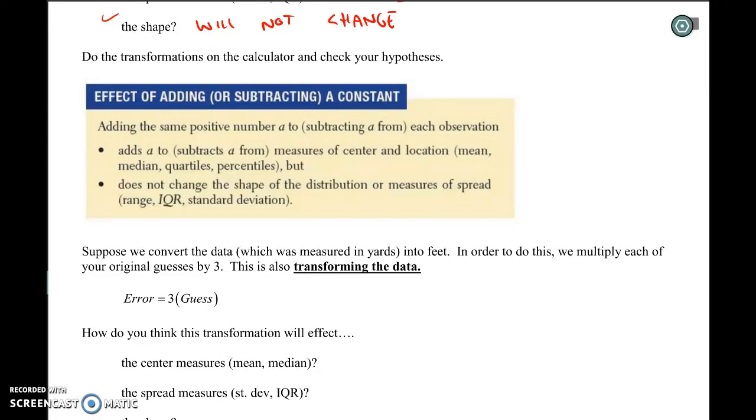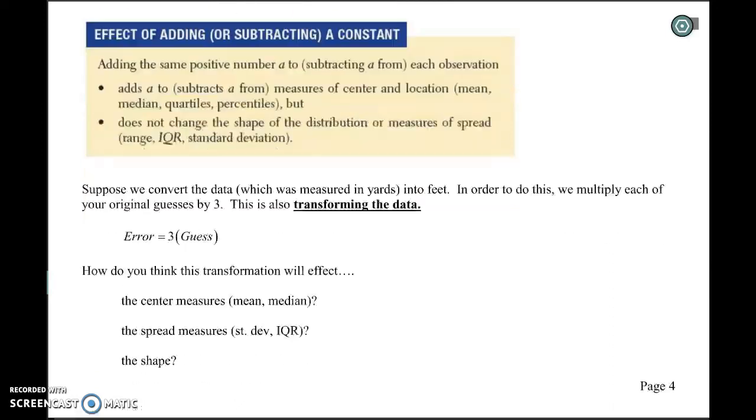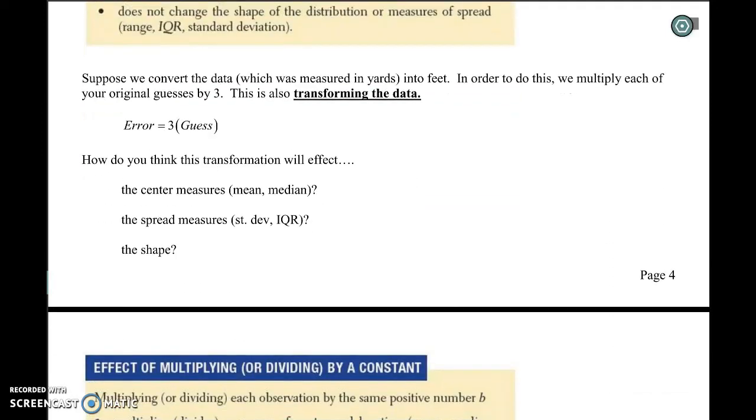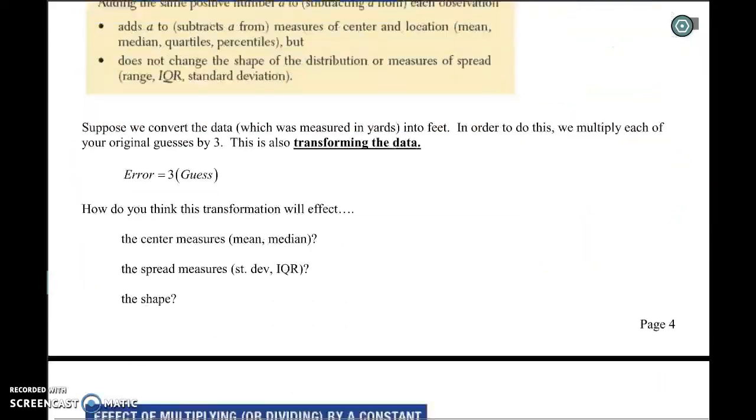The effect of adding or subtracting a constant: if you add the same positive number or subtract the same number from each observation, this adds or subtracts that number from all the measures of center and location, mean, median, quartiles, percentiles, but it will not change the shape of the distribution, nor will it change measures of spread like the range, IQR, and standard deviation. All right, so that's adding and subtracting.